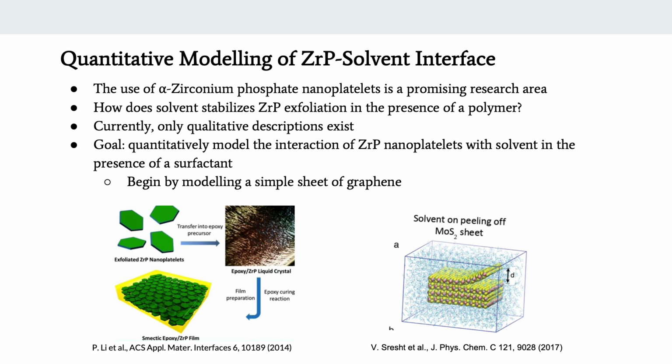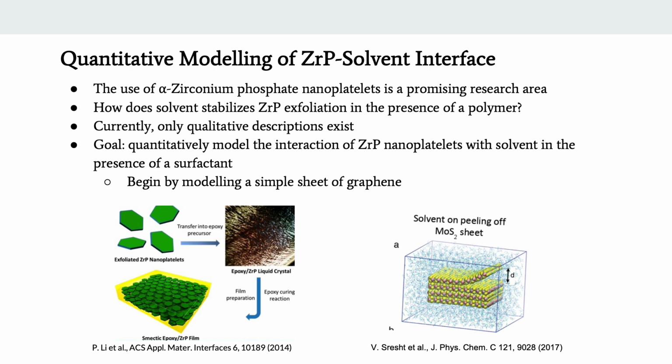To assist in the exfoliation of these nanoplatelets, organic modifiers can be added. Solvent, for example, can stabilize the exfoliation of zirconium phosphate in the presence of a polymer. However, currently only qualitative descriptions of this process exist. So that leads me to one of the ultimate goals of Dr. Su's group, quantitatively modeling the interactions of zirconium phosphate nanoplatelets with solvent in the presence of a surfactant.